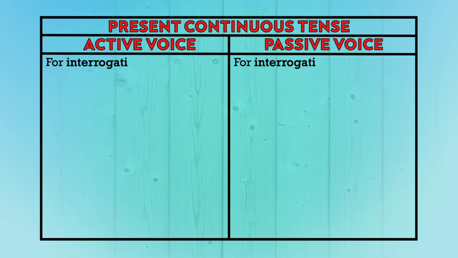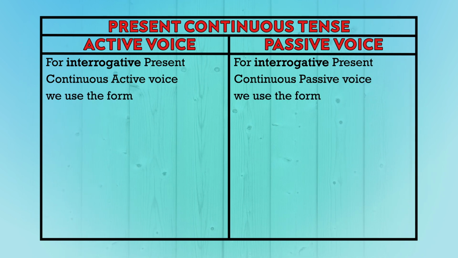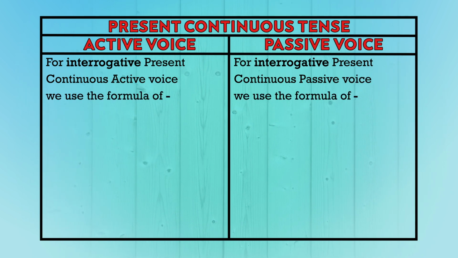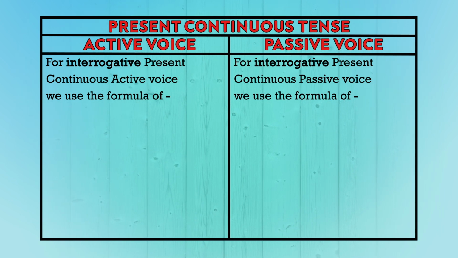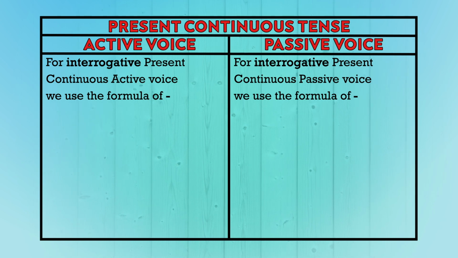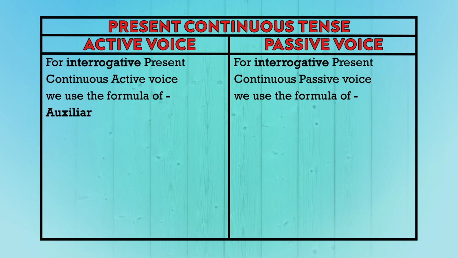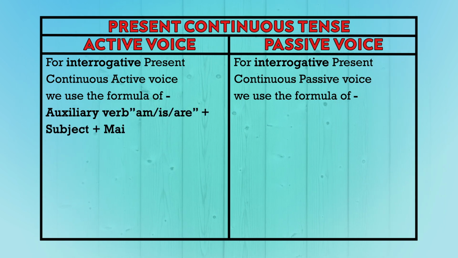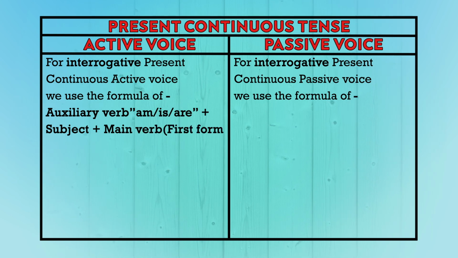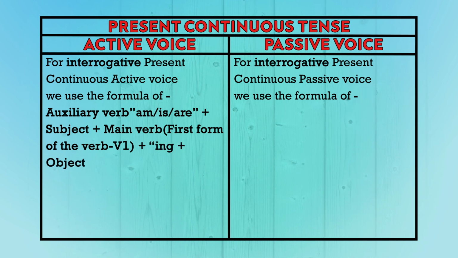So we move on to the structure for interrogative sentences in the present continuous tense. Now, how to change interrogative sentences from the active to the passive in the present continuous tense. Now, the formula is is, am, are plus subject plus main verb plus ing plus the object.